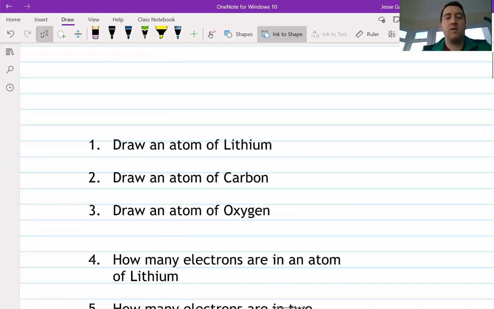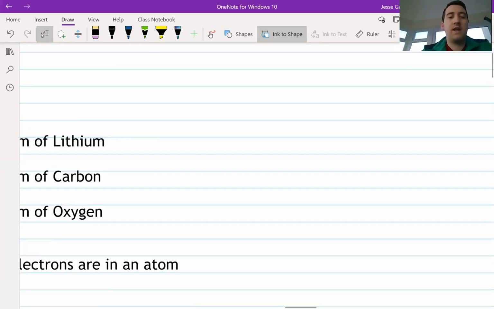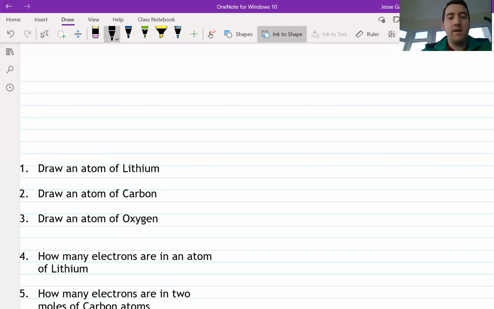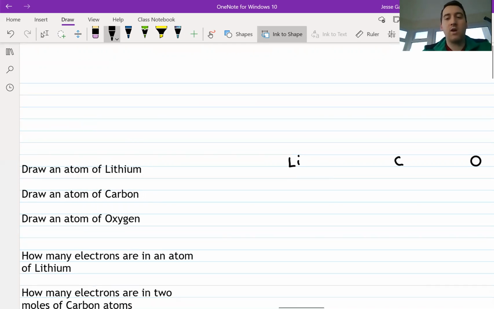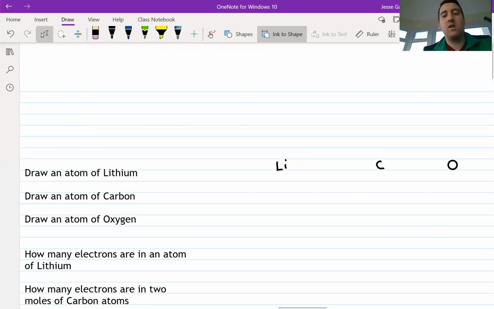Okay, so this is what you should have. An atom of lithium has the symbol Li. That's the first thing. All right, let's get symbols for the other ones. The symbol for carbon is capital C, and the symbol for oxygen is capital O. So if you didn't know those and you didn't use those to work it out, you can go do that now. Pause the video again and go do that.